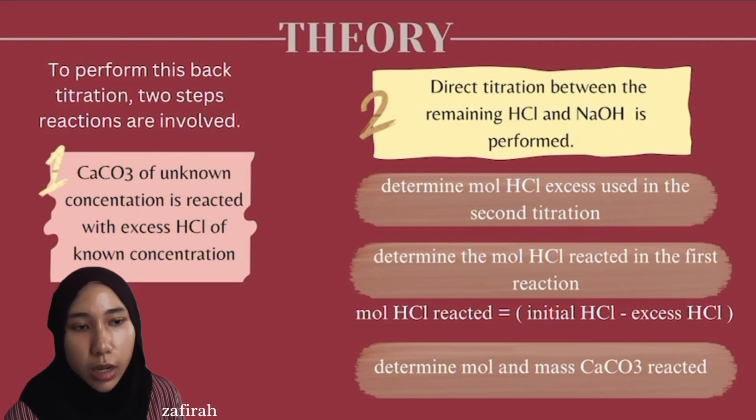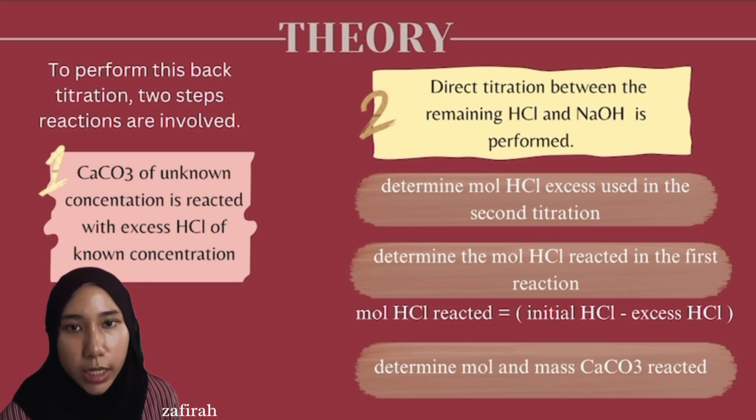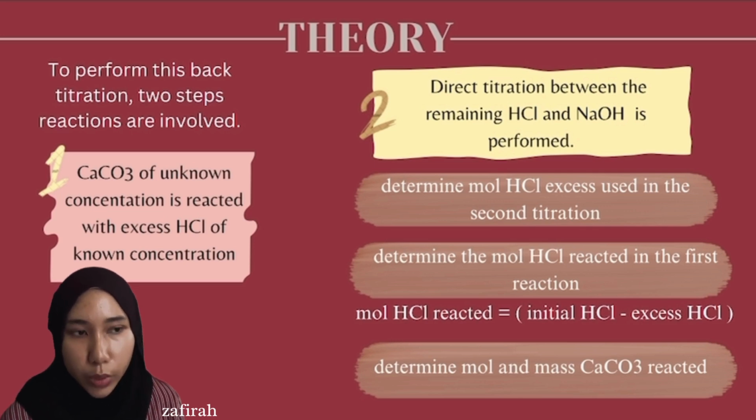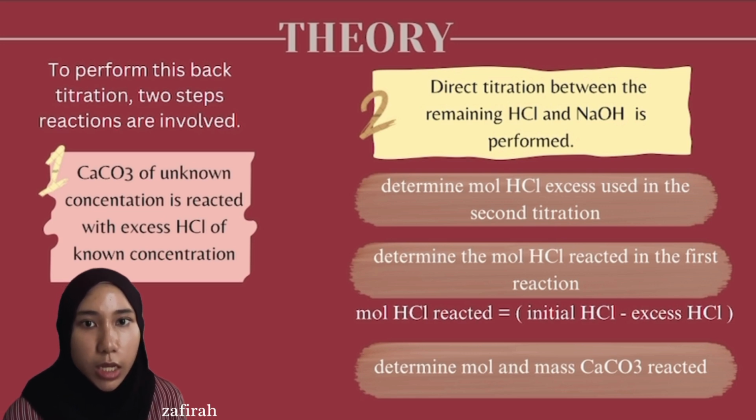For the first reaction, the concentration of calcium carbonate is unknown, which is, calcium carbonate is the analyte, and the hydrochloric acid that is added in excess, its concentration is known. And then the remaining hydrochloric acid from this first reaction, or we call it the unused hydrochloric acid from this first reaction, is used to react with sodium hydroxide in the second reaction.